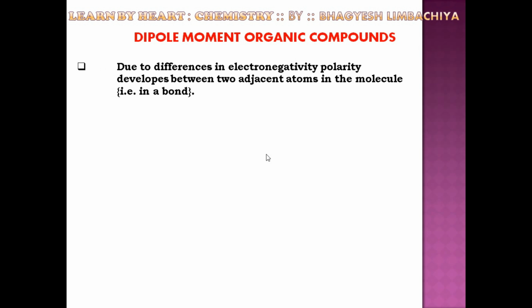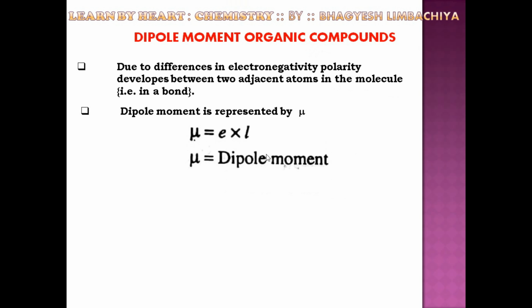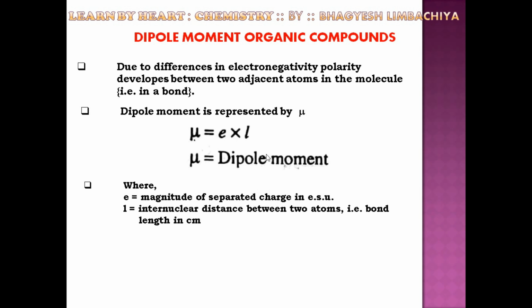Now we are taking the dipole moment of organic compounds. See, due to differences in electronegativity, polarity develops between the two adjacent atoms in the molecule or in a bond. Dipole moment is represented by the symbol mu. Mu equals e times l, where mu is the dipole moment, e is the magnitude of the separated charge in electrostatic units, and l is the internuclear distance between the two atoms, that is the bond length in centimeters.